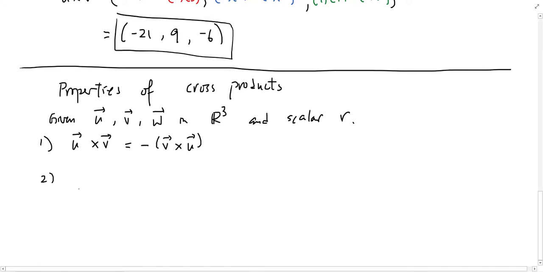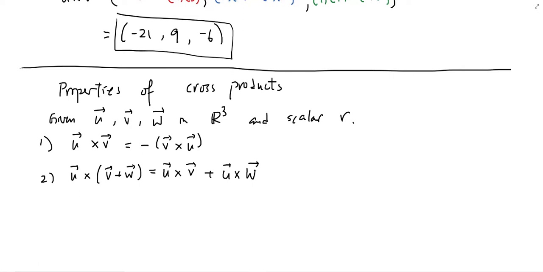Number two: can I distribute cross product into a sum of two vectors? Meaning if I do u cross (v plus w), what do I do? As a matter of fact, cross product does work with distribution. You can distribute vector u in a cross product into v plus w by doing two separate cross products. However, it is important to maintain the order in which you multiply the cross product, because cross product is not commutative.